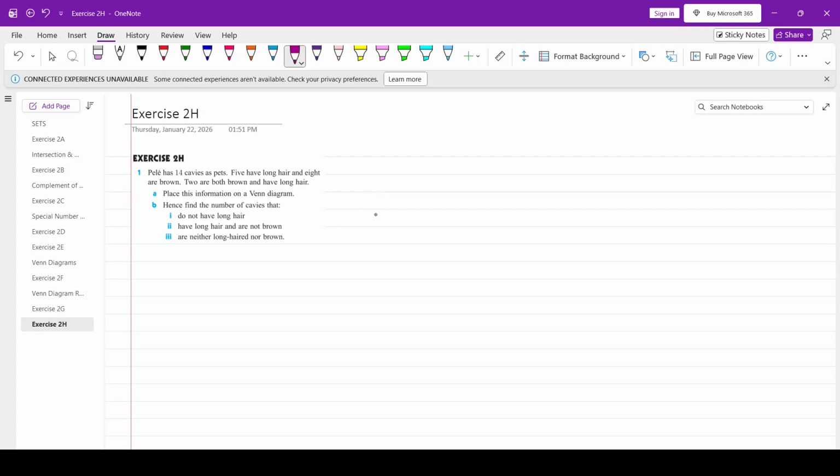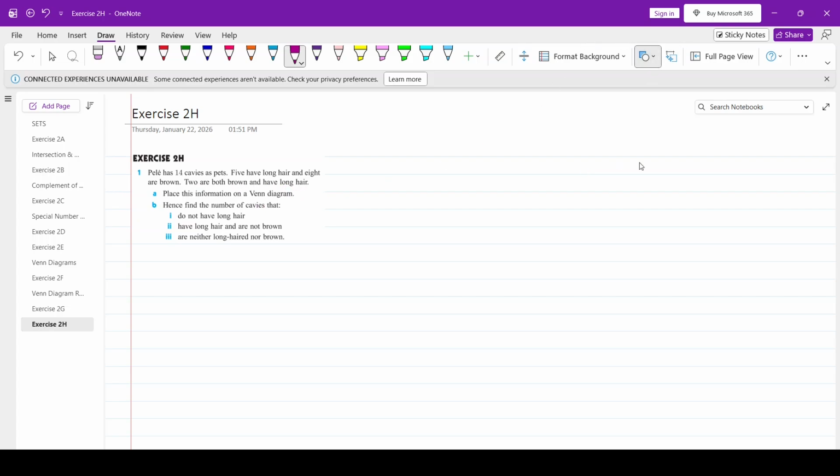Today we'll be solving some problems on sets and Venn diagrams, and we'll solve exercise 2H. Let's start with question number 1, which says Pele has 14 KVs as pets. 5 have long hair and 8 are brown. 2 are both brown and have long hair.